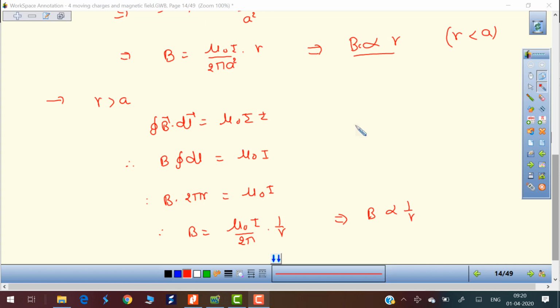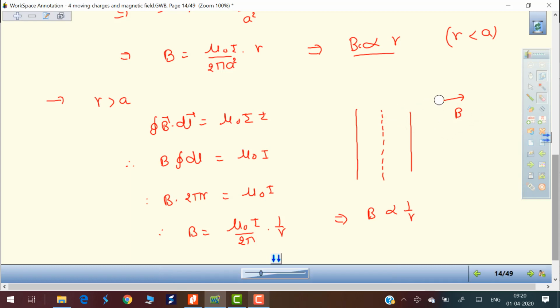So if I take this conductor, I try to draw the graph. This is the center. I want to plot how B increases with R. This is R. It increases linearly, becomes maximum, and then decreases as 1 upon R. So the graph looks like this, B as a function of R. As you go away, it decreases. At infinity it becomes 0. At the center it is 0.